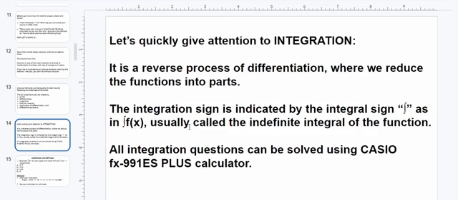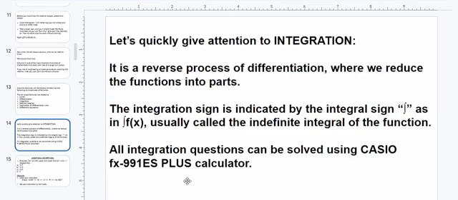All of these definitions are what you should just know, so you won't be blank, and when you want to do a mathematical solution, you'll know what integration is talking about. But please, all integration questions can be solved using the Casio FS991 ES Plus calculator. You don't even need to bother yourself about integration by parts, partial integration, indefinite integration, or the rest. All of them can be solved using the Casio FS991 ES Plus calculator.